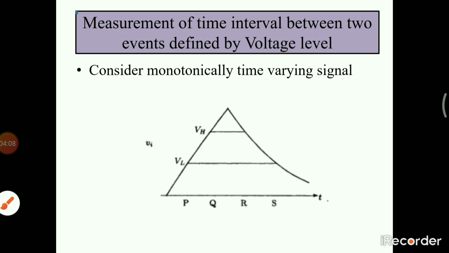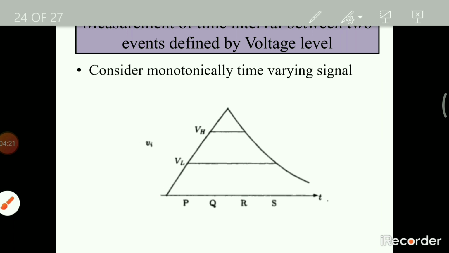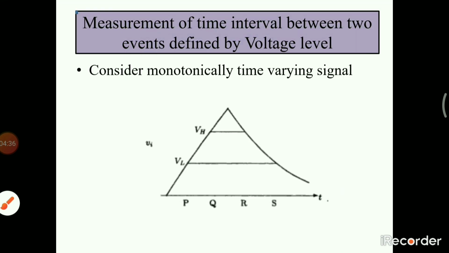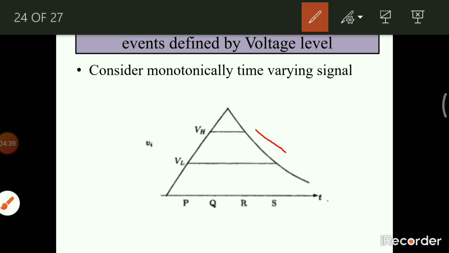So if there are two voltage levels and we want to find out how much is the time interval between these two voltage levels, almost as we discussed earlier to find out the capacitance, a similar type of technique is used here. The waveform consists of one input Vi with a rising waveform and a trailing waveform. Here our objective is to find out the time interval between two voltage levels VH and VL.